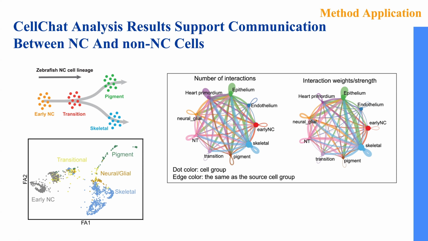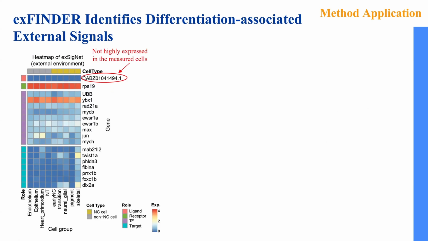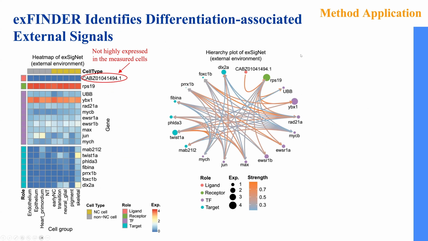And then we want to go one step further. We want to see what if there's an external signal outside all those cells, including non-neural cluster and neural cluster cells. Then we find this ligand. It's not expressed in the data, but we can still infer that it's possible to activate the receptor RPS19 and then activate those marker genes for the skeletal cells. So that's something new. To verify this may need additional experiments.